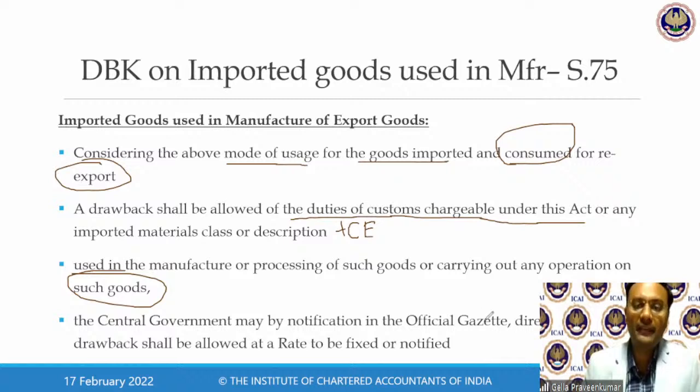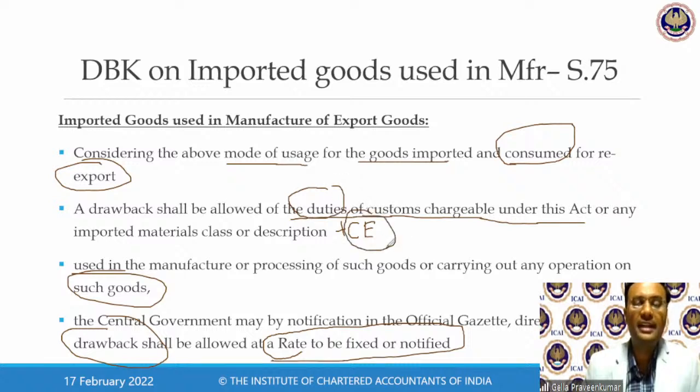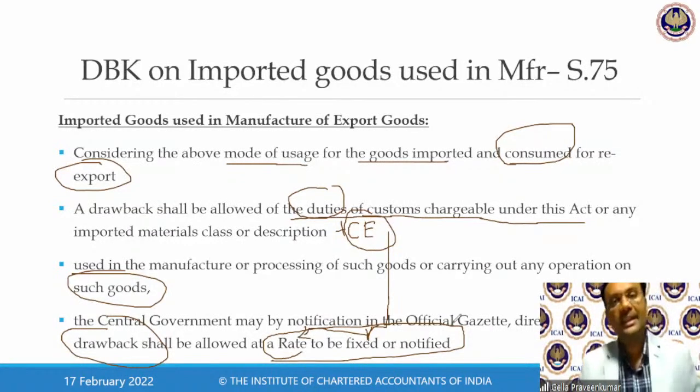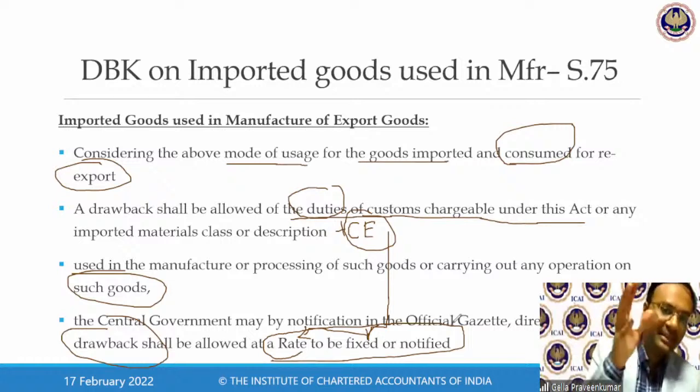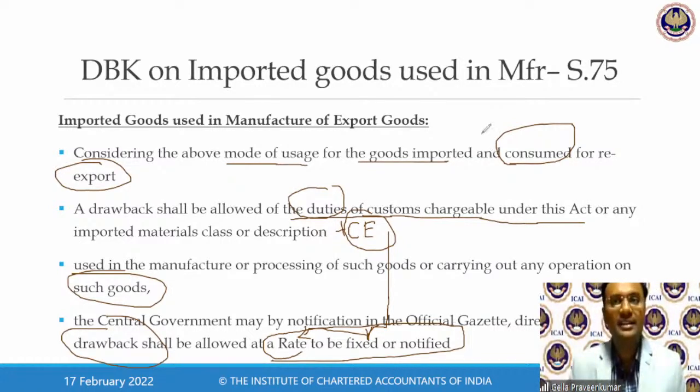Then the central government, by way of a notification, directs that a drawback shall be at a rate to be fixed or notified. So considering all these aspects, my element of customs duty, my element of central excise, as a fixed percent, as a fixed element, as a fixed rate. Government may say, Praveen, when you are exporting, say, plastic cups, you are entitled to 5% as a drawback. Praveen, when you are exporting pens, for every pen you are entitled to a drawback of 2 rupees. Now, my drawback could be a fixed rate. My drawback could be a fixed percentage. I could have anything which is possible.